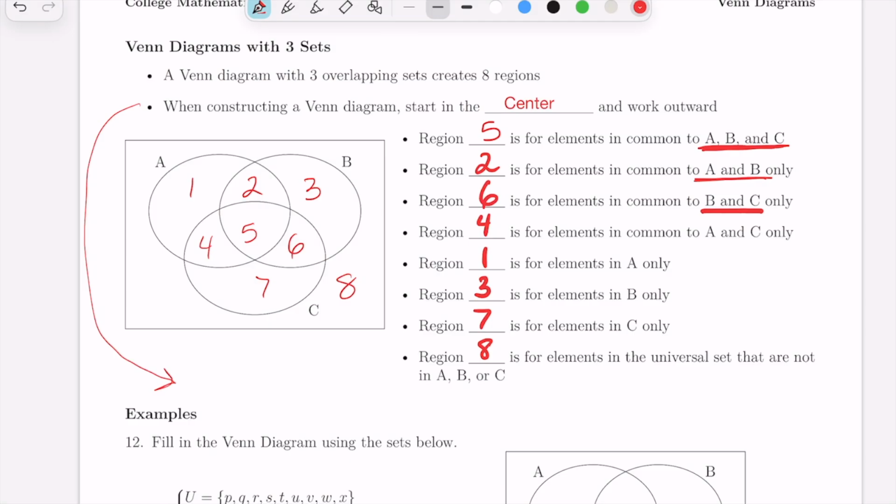Now, I did skip over this thing here at the beginning. When constructing a Venn diagram, start in the center and work outward. That's going to be more so whenever we don't have all of the elements and maybe we're going to be doing some subtracting. We'll get to that in a little bit.